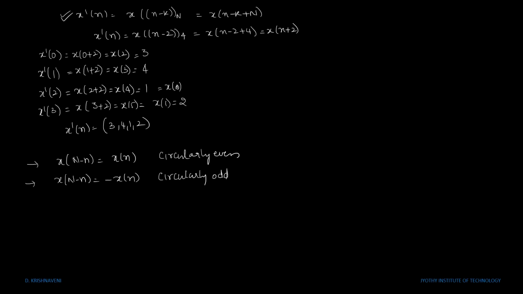And a circularly folded sequence is nothing but reversing the sequence. A circularly folded sequence is x of minus n modulo N, or you are finding the time-reversed sequence of x of n. Whatever is in the bracket, add N to that, so this will be x of N minus n.